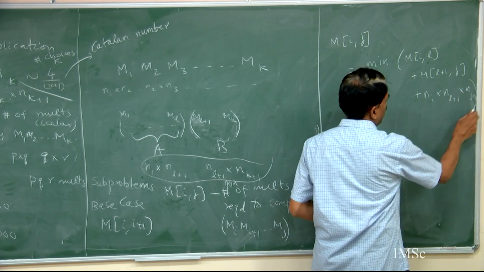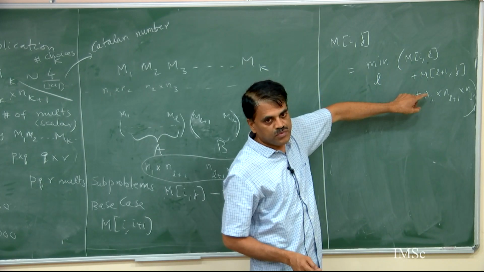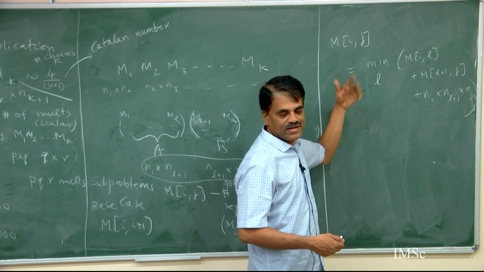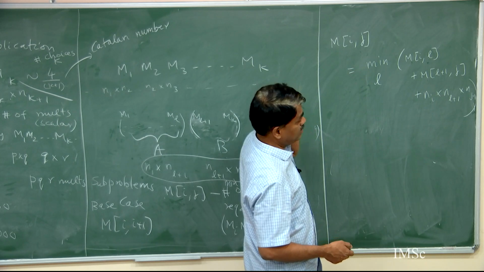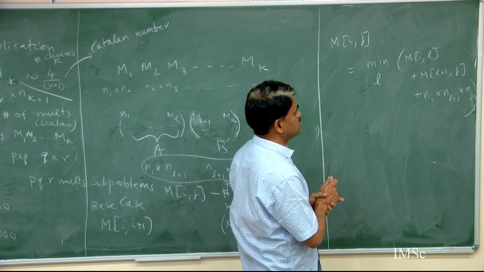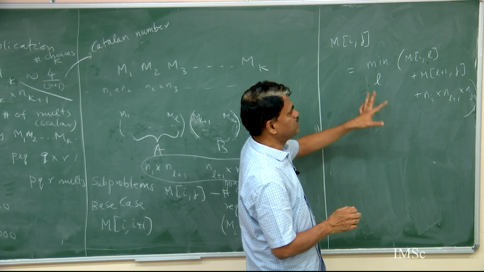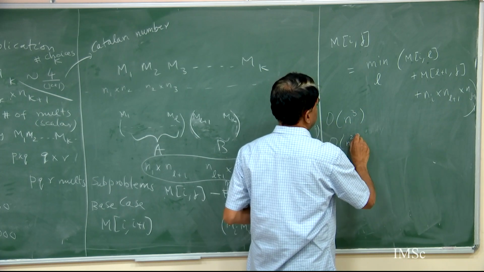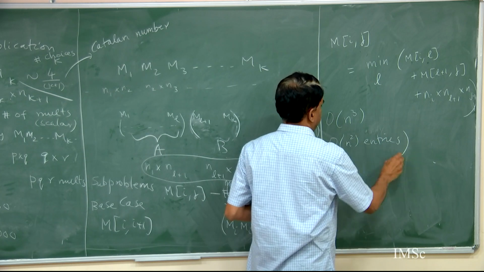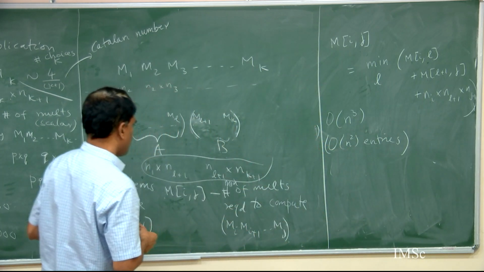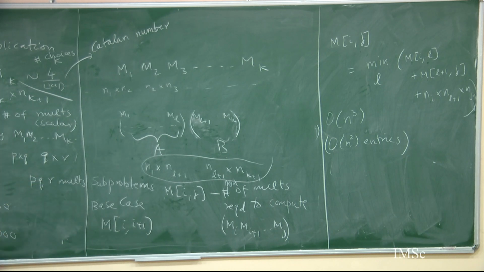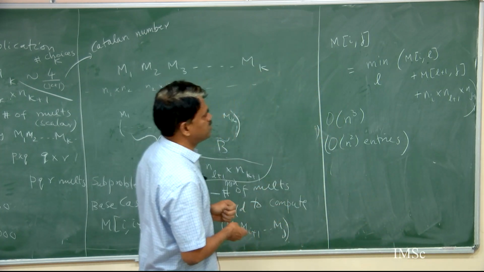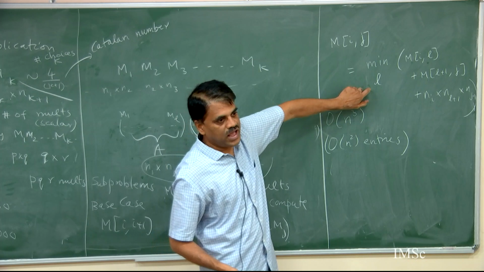This is a constant time computation if you have computed these smaller problems, because, no, not constant time, because you are running over all possible values of L. There are up to j minus i values possible. So, overall this would be like an n cubed algorithm, with n square entries. And finally this tells you the number of multiplications, but if we really want to know the order in which you need to multiply, you need to store these L values, that is it.